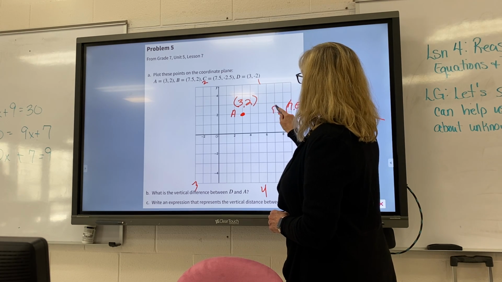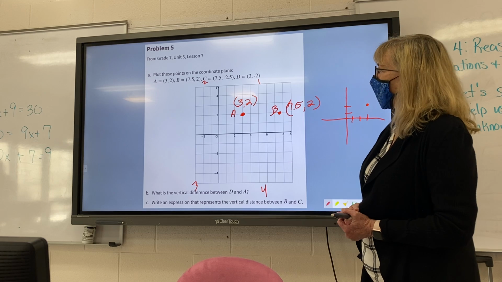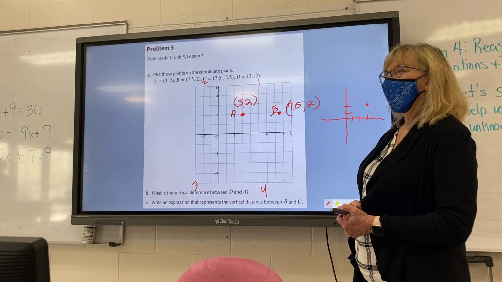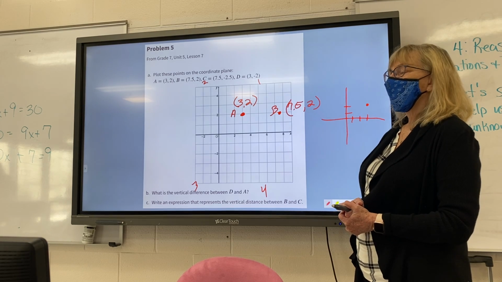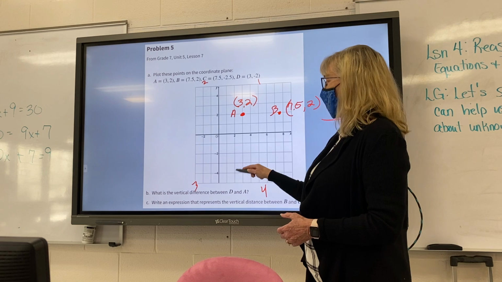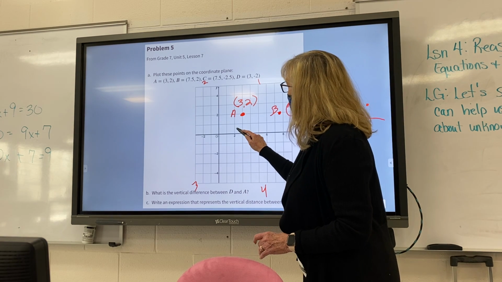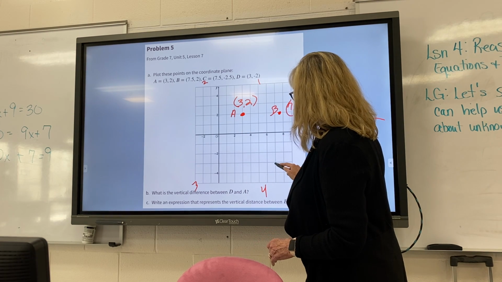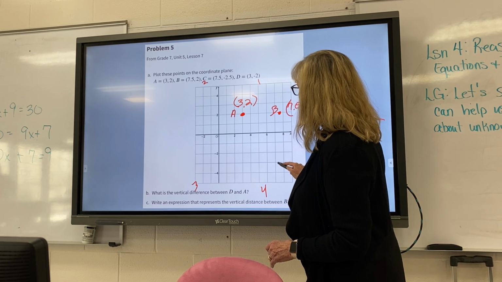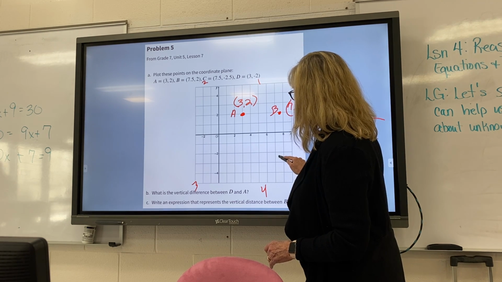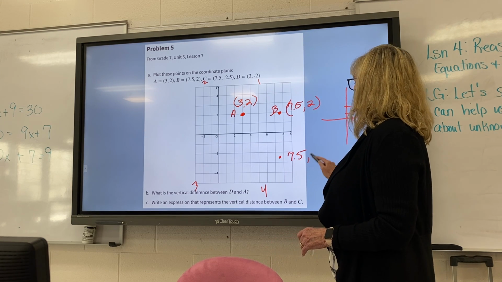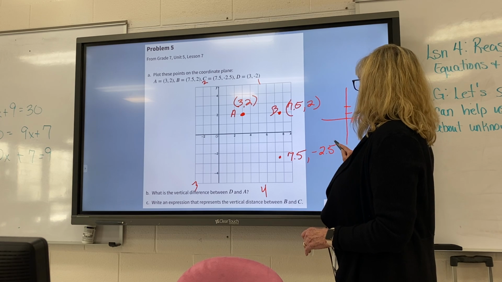And this is point B. Point C is 7.5 and negative 2.5. Would it be quadrant 4? It's going to be in quadrant 4 because right is positive and down is negative. So 7.5 is over here, and negative 2.5 is right there. Go across 7.5 and down 2.5.